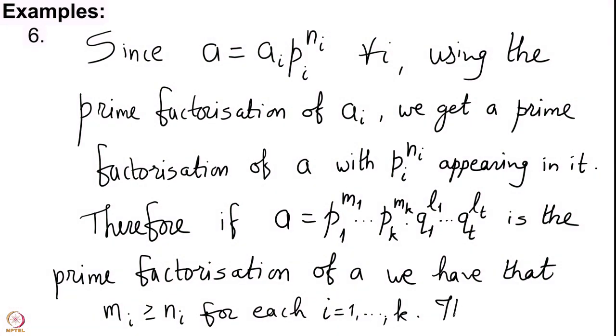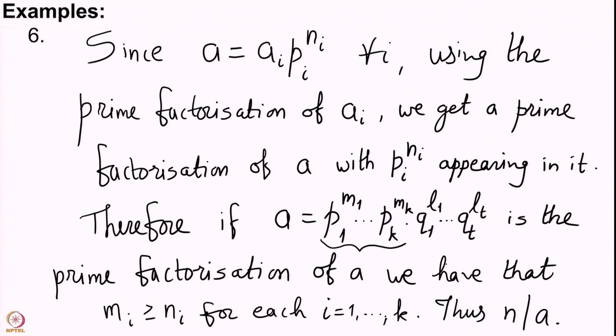So, this is thus n should divide a, because the p1 power m1 up to pk power mk will have p1 power n1, p2 power n2, up to pk power nk appearing there in the prime factorization of a, and that then tells us that n should appear as a factor of a, and therefore, we have that n divides a. So, if we were to go back, we have that whenever n divided a, we proved that pi power ni divides a, and then we assumed that pi power ni divides a, and we proved that actually we have that n must divide a.